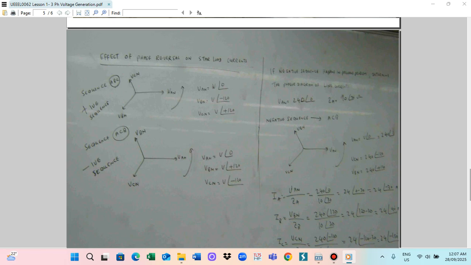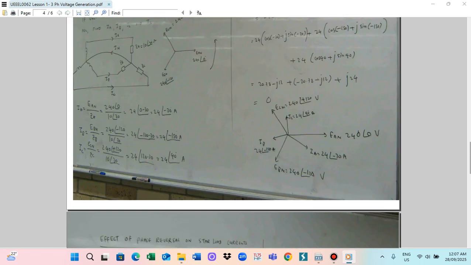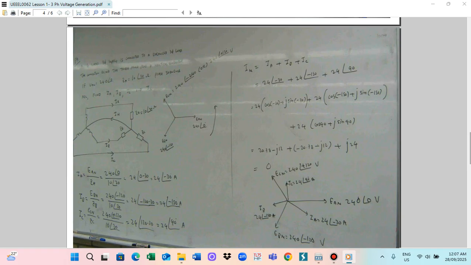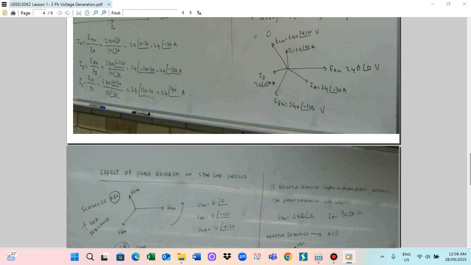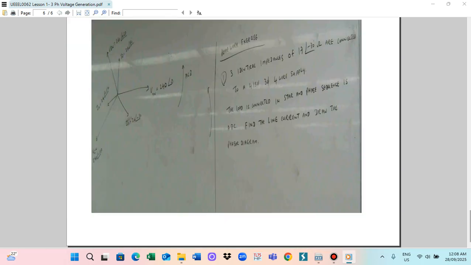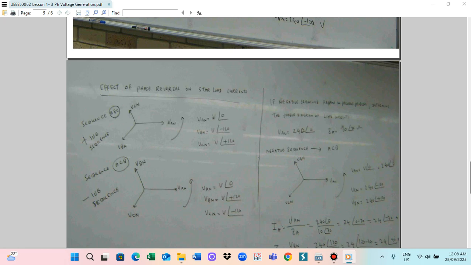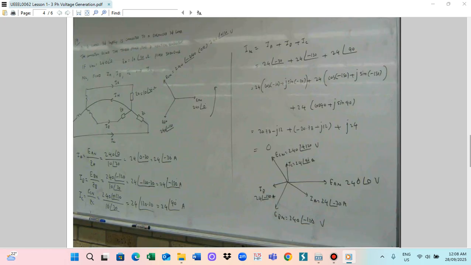Then you can make the parallelogram. This component becomes VAB, because this is VAN plus minus VBN. So this is how you get the VAB. In this diagram, VAN is given as 240 angle 0, VBN is 240 angle minus 120. So we have to find VAB and we follow the formula: VAB is VAN minus VBN, VBC is VBN minus VCN, VCA is VCN minus VAN.